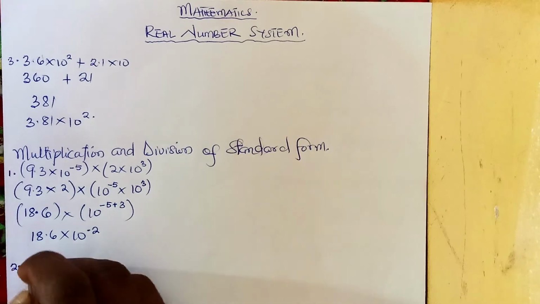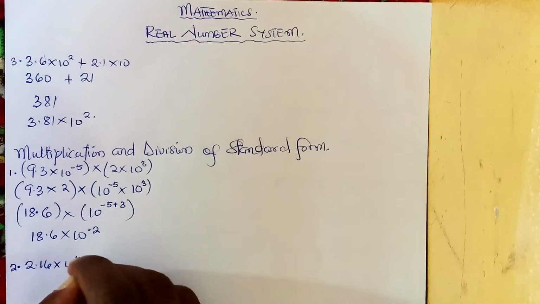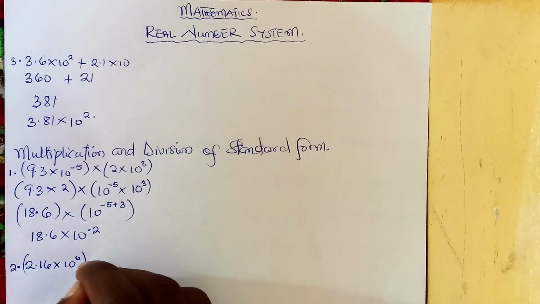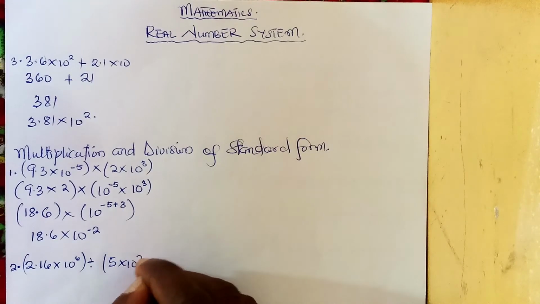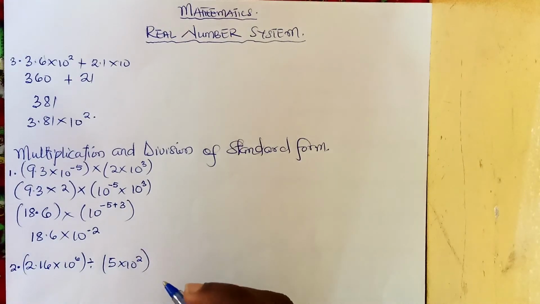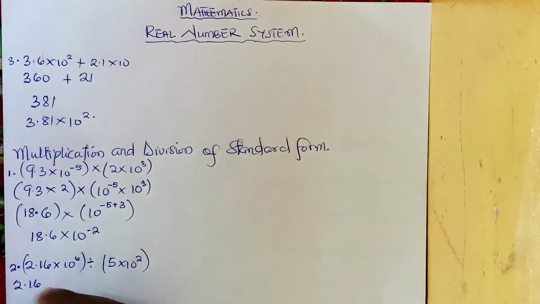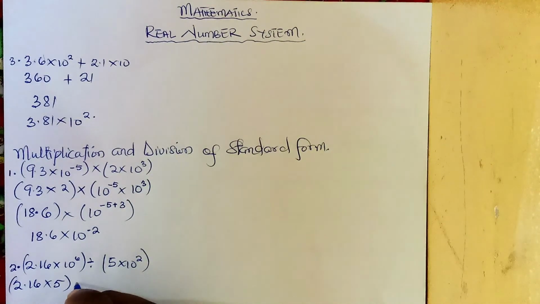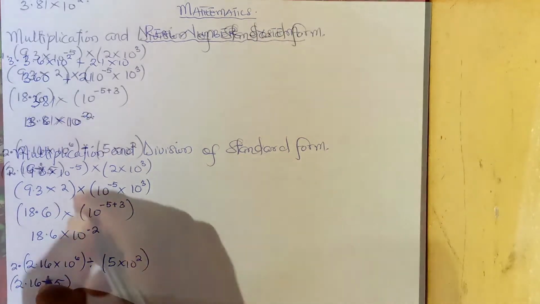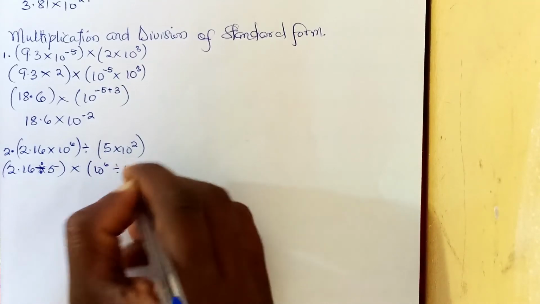Example 2. We have 2.16 times 10 raised to the power 6 divided by 5 times 10 raised to the power 2. Just as I said, we group the numbers with points at one side. So we have 2.16 divided by 5. Then we group the other ones on the other side. So we have 10 raised to the power 6 divided by 10 raised to the power 2.